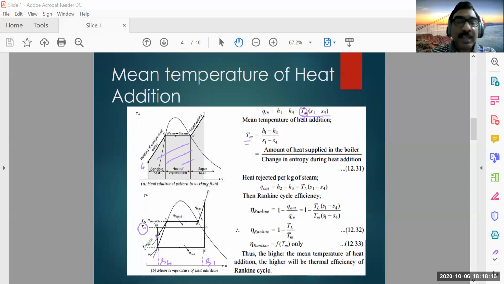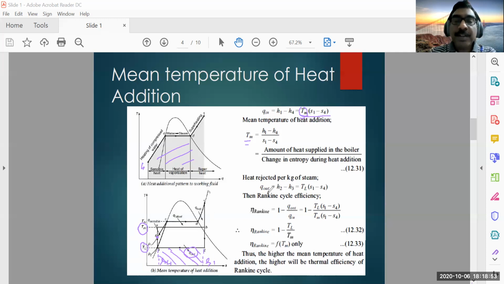So what is the same way? What is the area that will be representing the heat rejection? This is the area below this TL, TL means low temperature. The area below the low temperature corresponds to the heat rejected. The heat rejected is represented by the area below this condenser line, this condensation line, right? So this area is equal to TL into S1 minus S4.